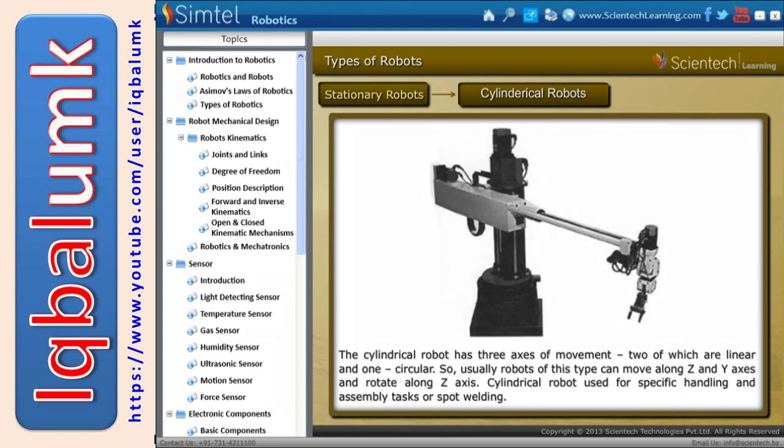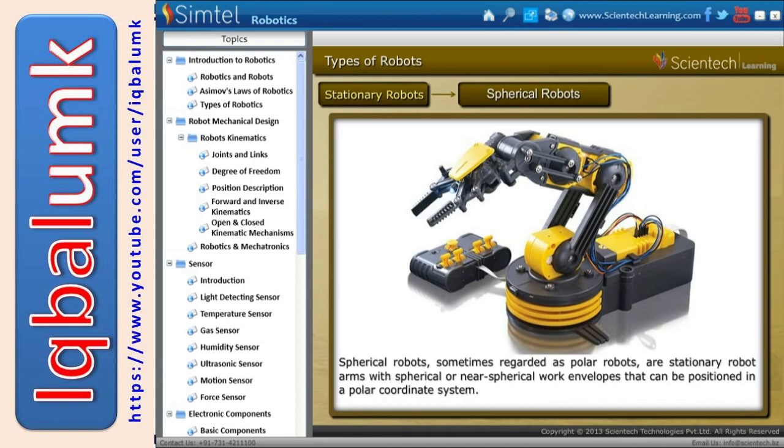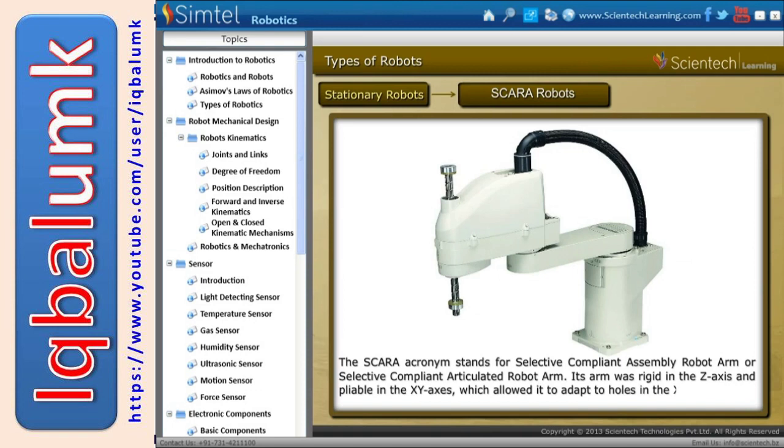Now, spherical robots. Spherical robots, sometimes regarded as polar robots, are stationary robot arms, with spherical or near-spherical work envelopes, that can be positioned in a polar coordinate system. Next is SCARA robots. The SCARA acronym stands for Selective Compliant Assembly Robot Arm, or Selective Compliant Articulated Robot Arm. Its arm was rigid in the Z-axis and pliable in the XY axis, which allowed it to adapt to the holes in the XY axis.